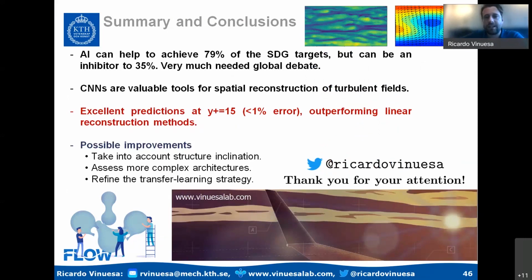We showed that CNNs are a very good tool for reconstruction of turbulence, for understanding the spatial distributions of turbulence. We can get the near-wall peak with very high accuracy. And so we can actually get, with less than 1% error, much better results than with linear methods. We have some directions of improvement for the future, which I'm listing also here.